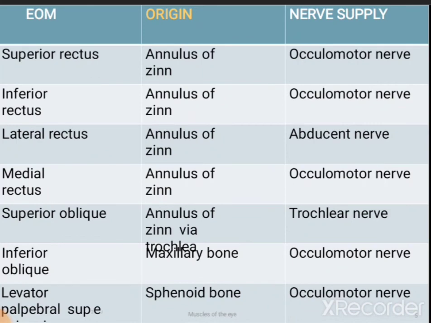This is the diagram, this is the table for all the muscles of the eyeball along with their origin and their nerve supply. Nerve supply of all the extraocular muscles is the same, that is by the oculomotor nerve, except 2 muscles. This you can learn with the help of this mnemonic which I am writing on this image, that is SO4.